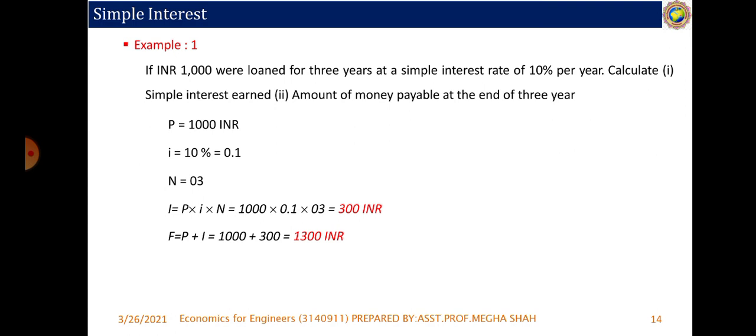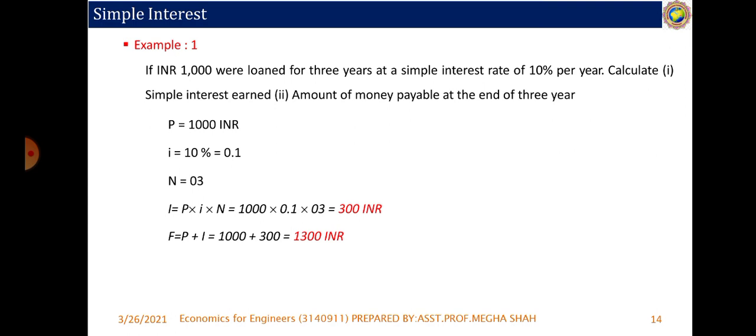So now this is our first example. Rupees 1000 were loaned for 3 years at the simple interest rate of 10% per year. Calculate I, the simple interest earned, and second, the amount of money payable at the end of 3 years. First, what is our principal amount? 1000 rupees. So P is equal to 1000 rupees.